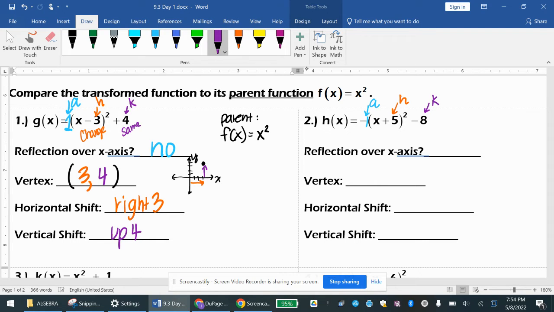Remember, h, you always change the sign. Se cambia el signo para el número que está dentro de paréntesis. This is something we talked about in chapter 8. Okay, so this time, because the negative is in front of the parentheses and that's the value of a, we're going to say, yes, this is reflected over the x-axis, which means that this one is going to open down compared to example 1. Since a was positive, it opened up. Okay, so the vertex is going to be -5, -8.